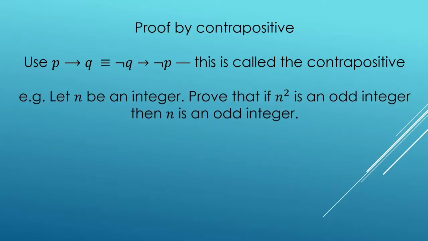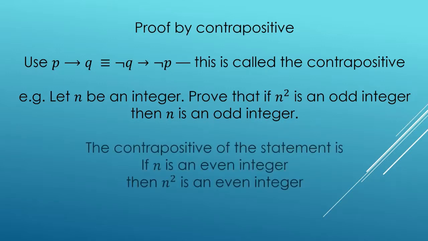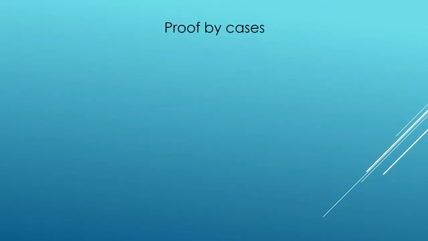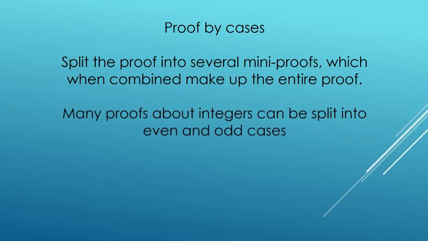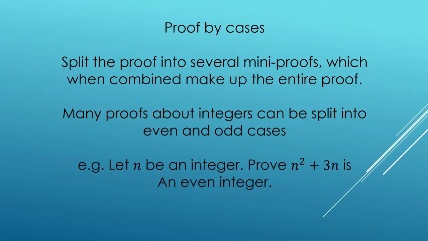Let n be an integer. Prove that if n squared is odd, then n is odd. The contrapositive of the statement is just if n is an even integer, then n squared is an even integer, which we've already done. Next is proof by cases. Here you split the proof into several mini-proofs, which when combined make up the entire original proof, but individually are considerably easier. For example, many proofs about the integers can be split into even and odd cases, such as let n be an integer, prove n squared plus 3n is an even integer.